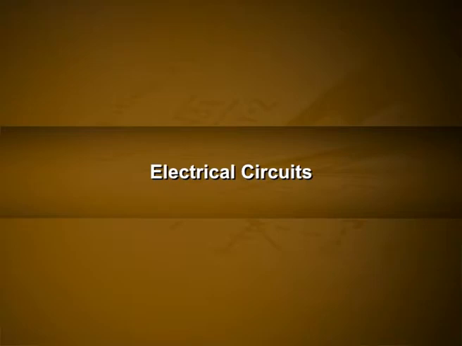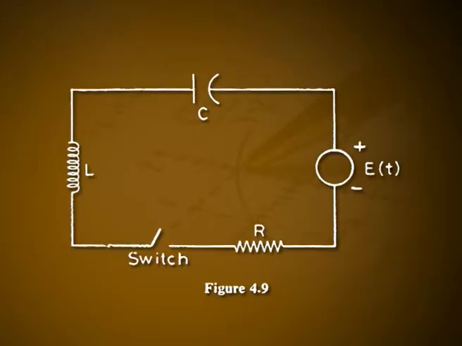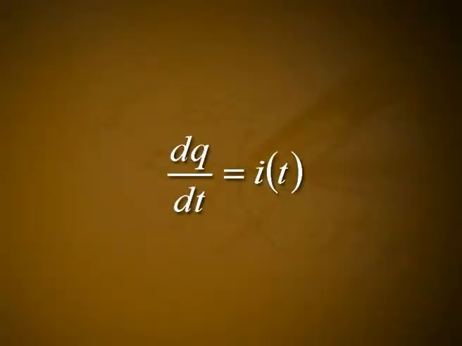Electrical circuits. The following figure shows an electrical circuit. The current I of t amperes represents the time rate of change of charge q flowing in the circuit, so that dq by dt is equal to I of t.